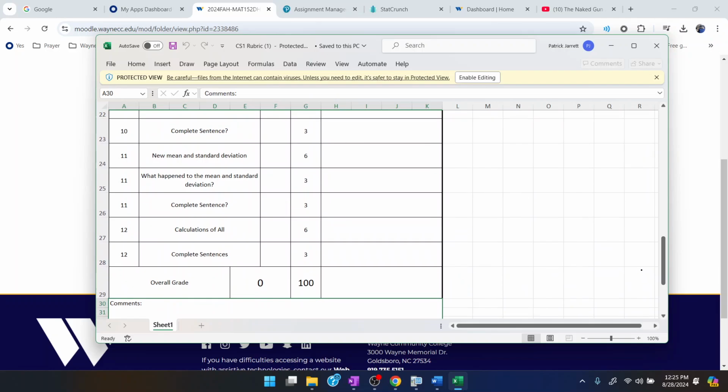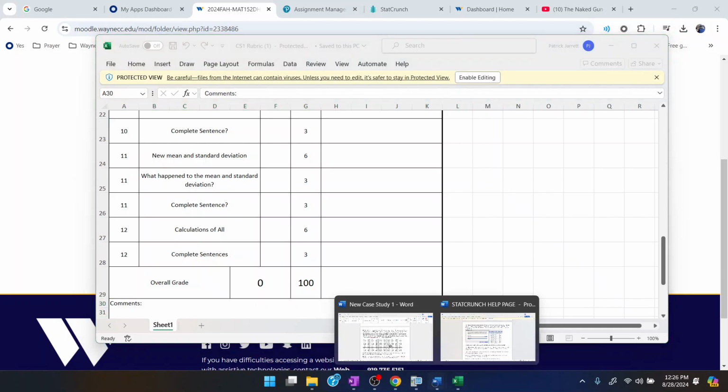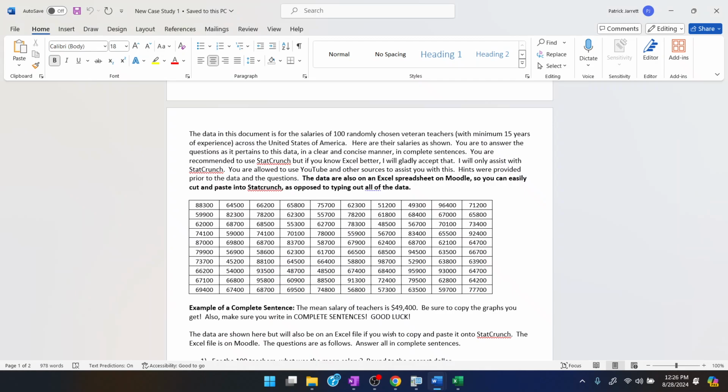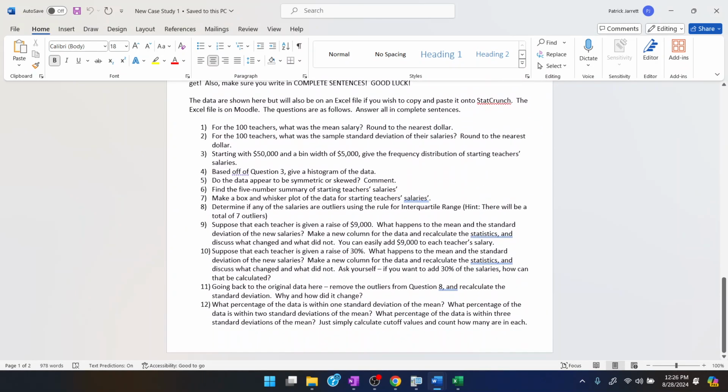And basically, these are all of the questions you'll be answering. For the first case study, I'm a little more generous on things. Students, make a valiant effort to answer the questions and you'll do fine. So there are 12 questions. Now what I would do is start up a new Word document. And I even tell you how many outliers there are.